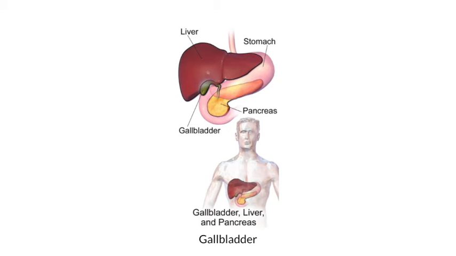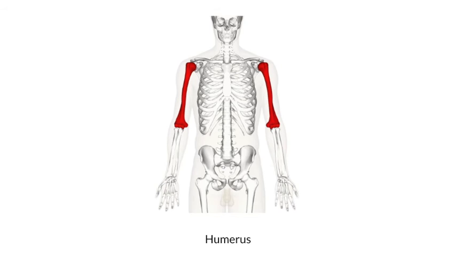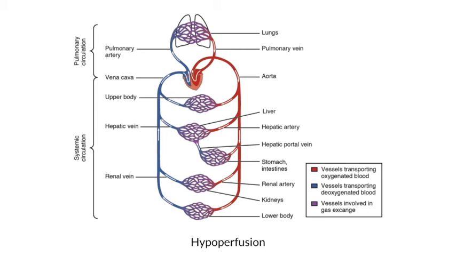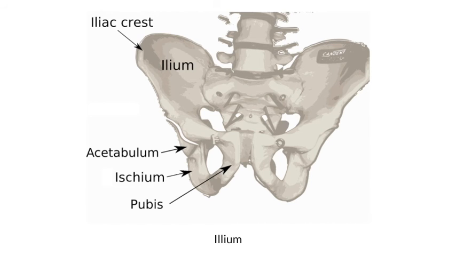Gallbladder, this is a sac on the underside of the liver that stores bile produced by the liver. Humerus is the bone that you can find in the upper arm, which helps join the shoulder and elbow. Hypoperfusion, as you can see, hypo means low, perfusion means exchange of gas. Hypoperfusion can also be called shock or low pressure.